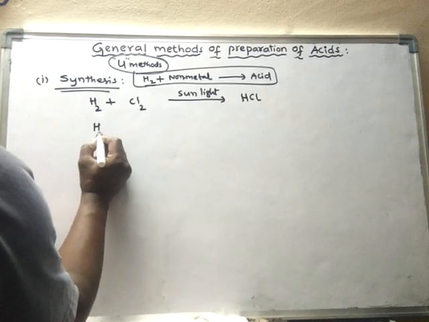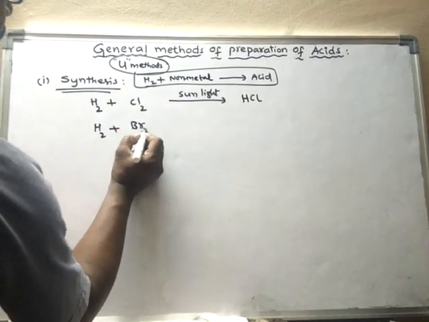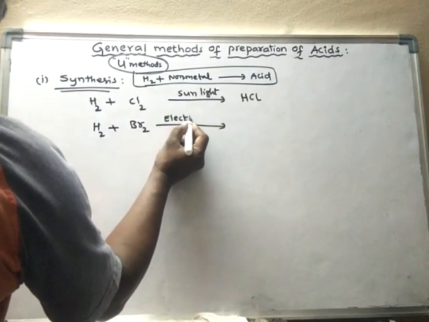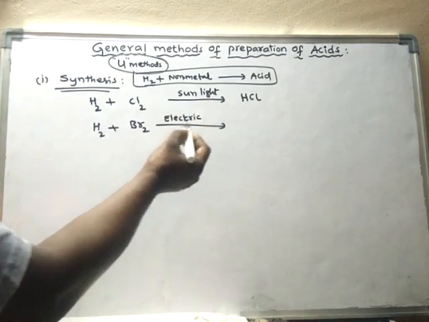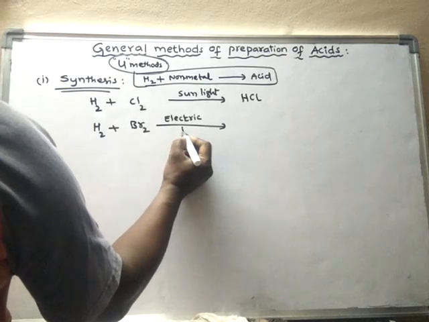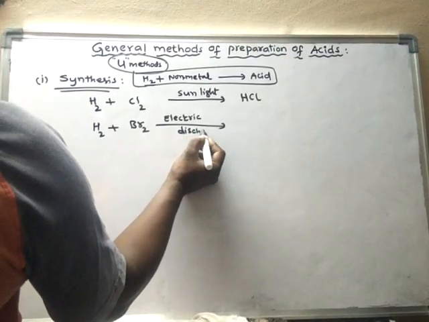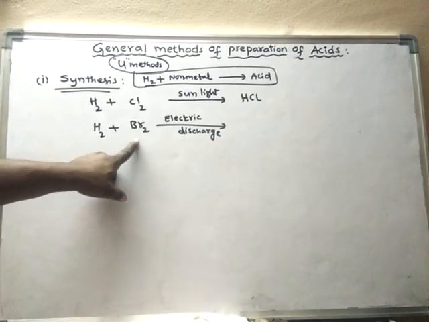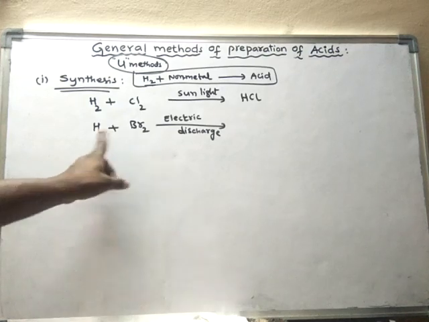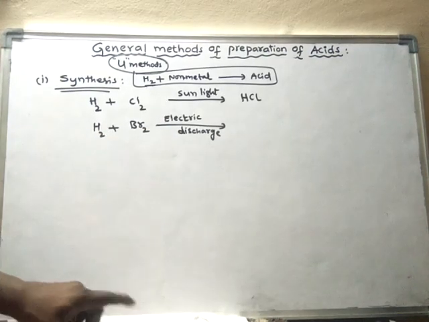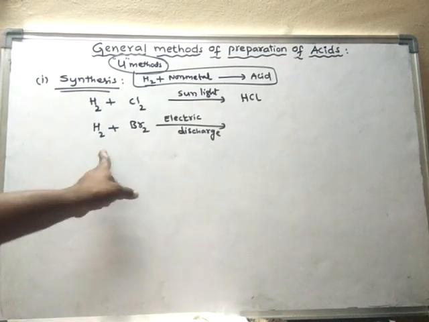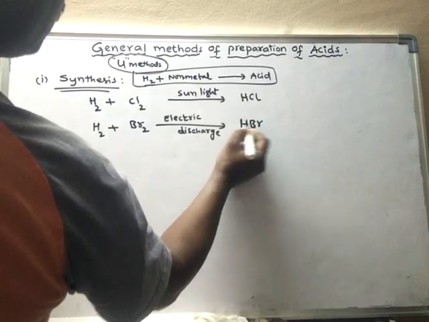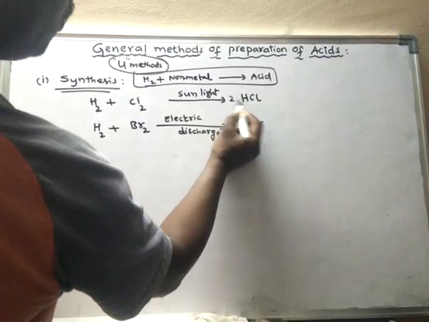When hydrogen reacts with bromine, it requires electric discharge. If you mix hydrogen and bromine gas, and send an electric discharge into that mixture, then the reaction takes place between the hydrogen and bromine to form HBr, hydrobromic acid, just as hydrochloric acid is formed from hydrogen and chlorine.